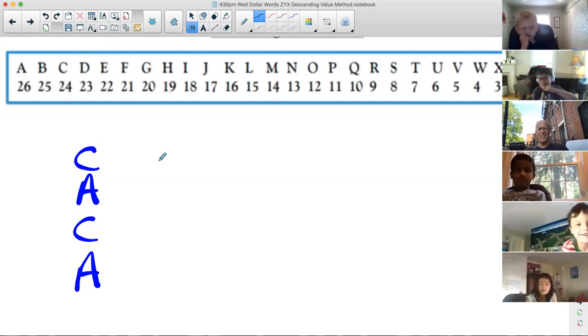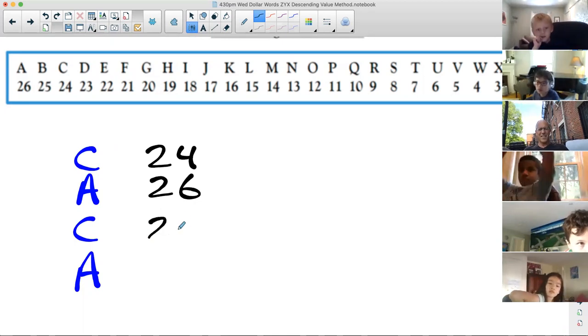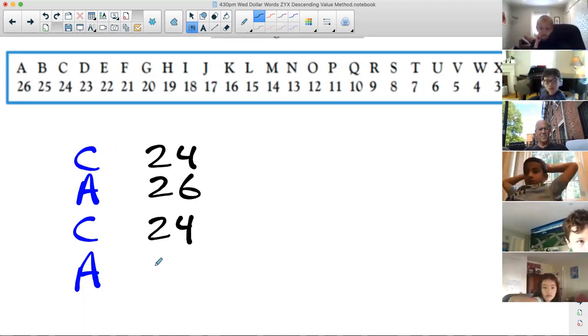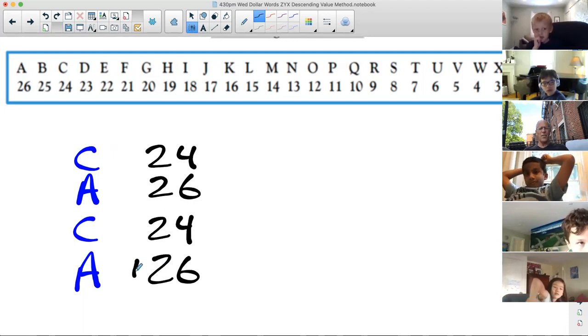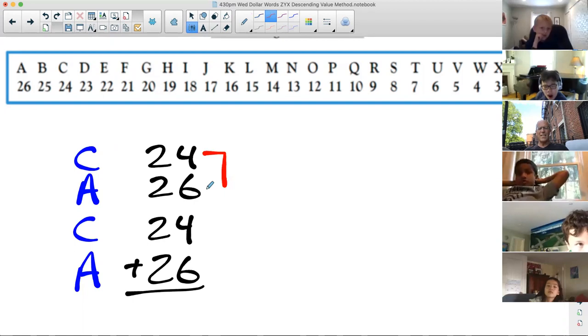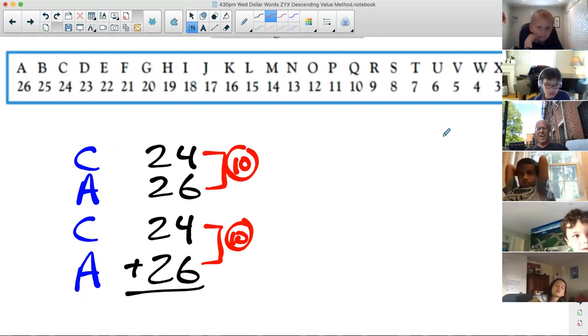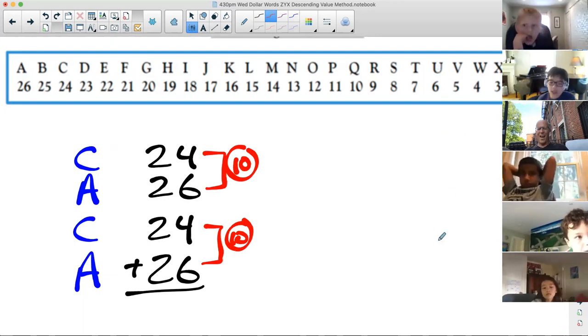And let's do it. Come on, give me a C. Give me an A. 1, 26. Yes, 24. Give me an A. 26. And under the descending value method, do you guys see? 10 and 10. So it is one. It is a dollar word. How do we know?